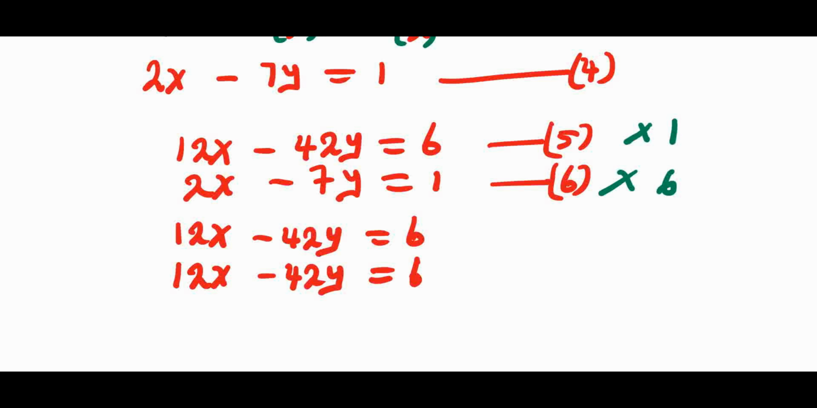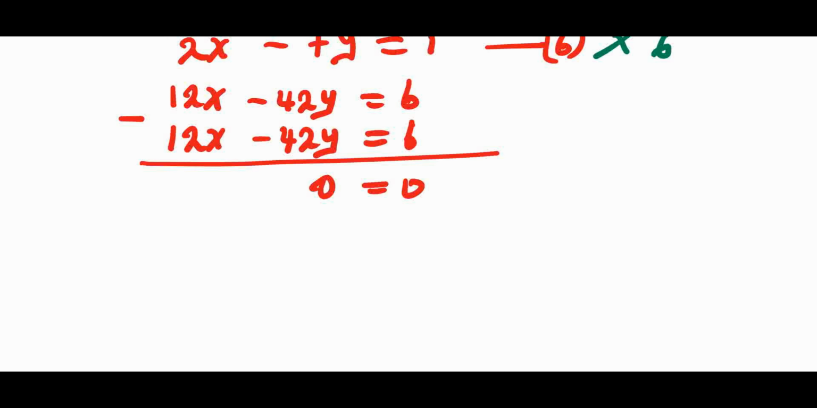So now if we subtract, then 12x minus 12x is 0. Negative 42y minus 42y is also 0. So we have 0 over here. And 6 minus 6 is also 0. So 0 is equals to 0. This is a true statement.